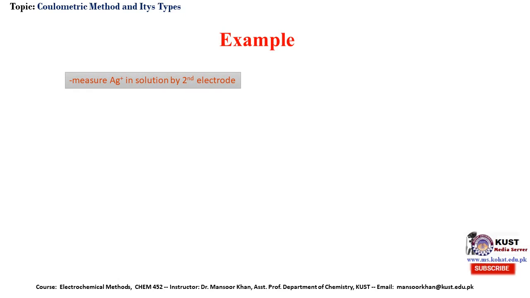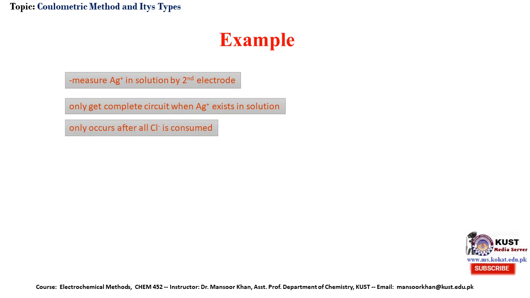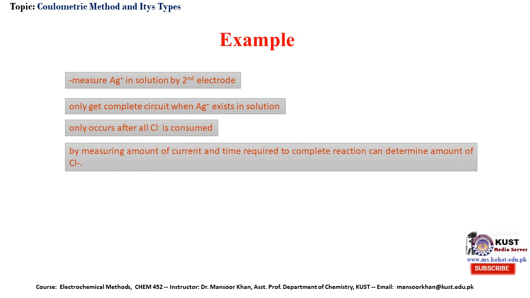Another example is measuring Ag in solution by a second electrode. We only get a complete circuit when Ag exists in the solution. This only occurs after all the chloride is consumed. So, by measuring the amount of current and time required to complete the reaction, the amount of chloride can be determined. So, the amount of Ag which is consumed will be the basis for the amount of chloride which is present in the analyte.